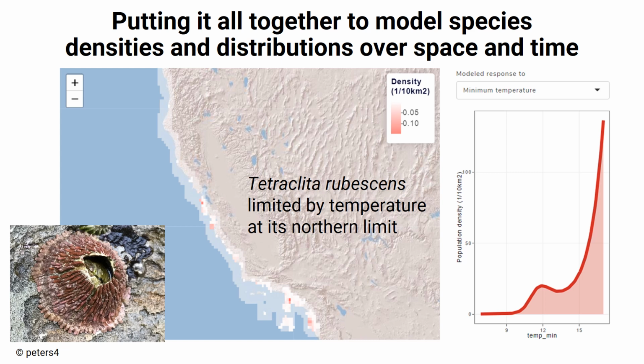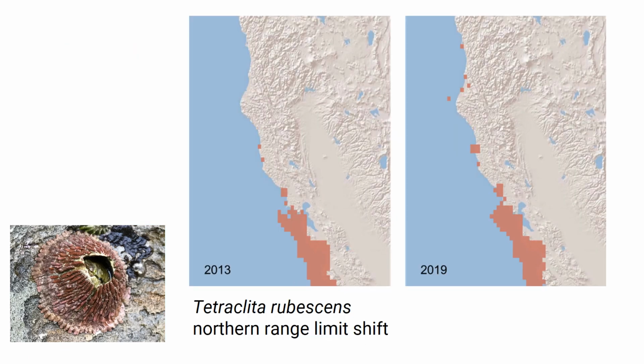In this example here, we show that a pink volcano barnacle is found in higher densities in warmer waters and is therefore limited by minimum sea surface temperature at its northern range limit. As a result, our models also estimate that in recent years the species has experienced a northward shift in its northern range limit on the California coast.